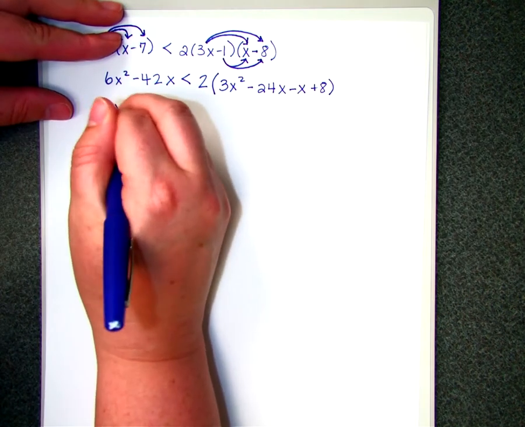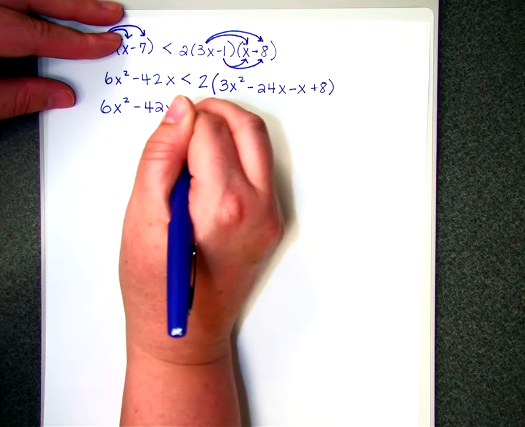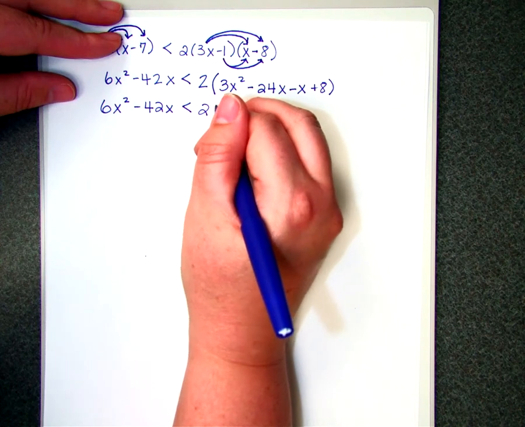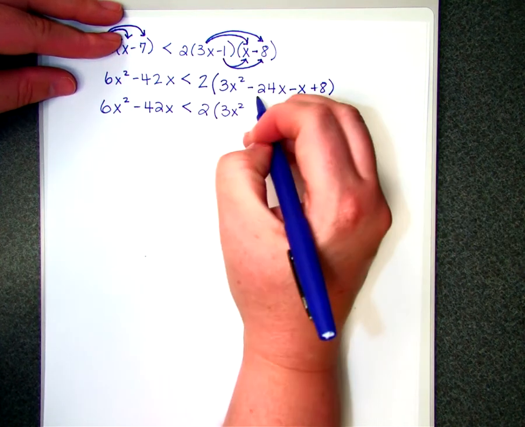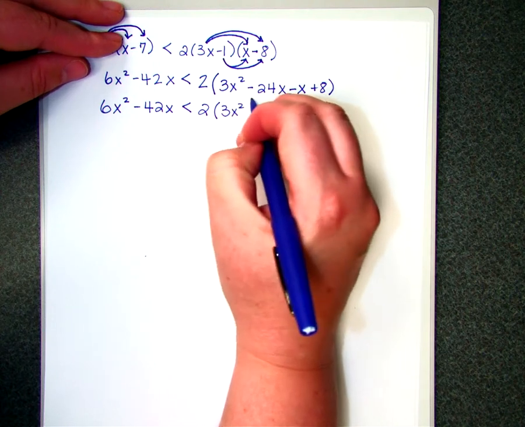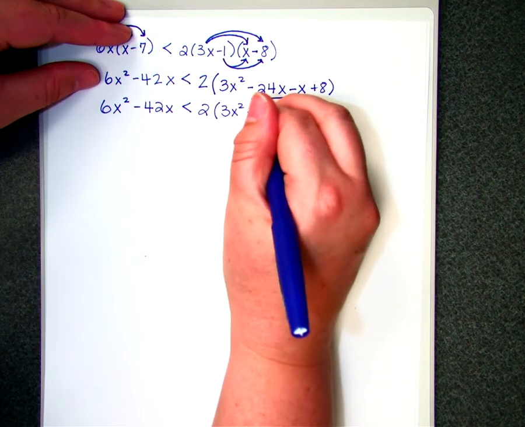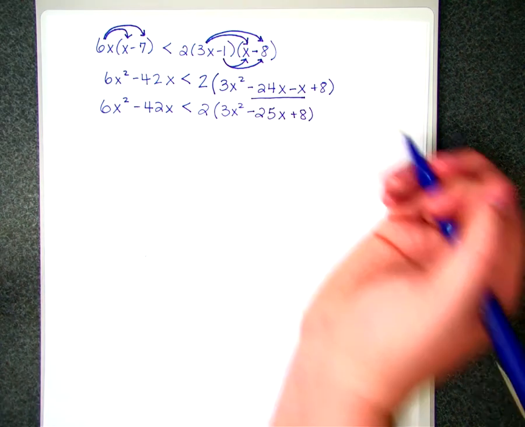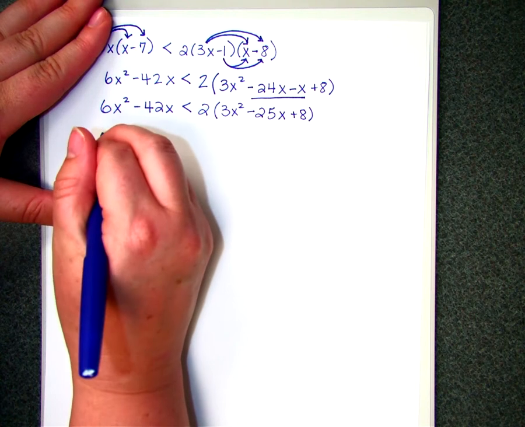So clean this up a little bit. 6x squared minus 42x over on the left, that doesn't change, is less than 2 times, and combine like terms for the things that you just multiplied together: 3x squared, combine the negative 24x and the negative x, so minus 25x plus 8. Now come back and do the third factor, so we're going to multiply everything by 2.